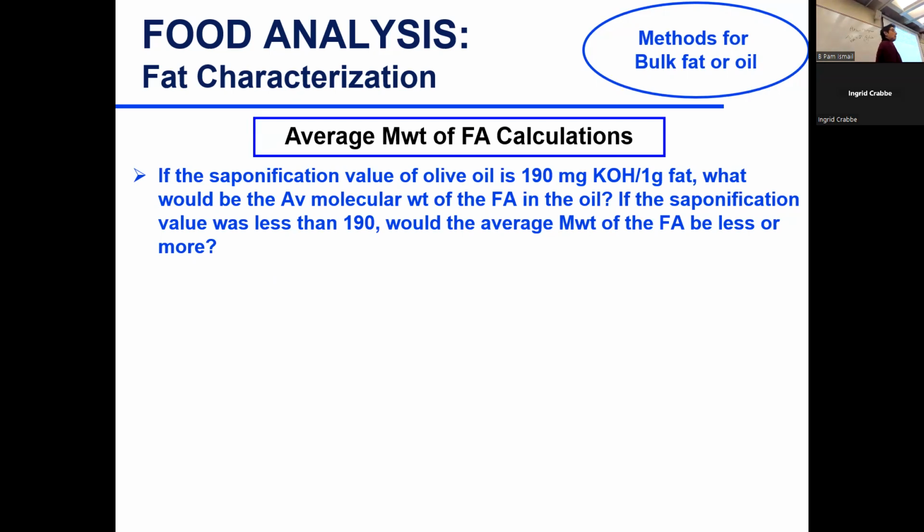The main fatty acid in olive oil is what? What fatty acid is the main fatty acid in olive oil? Oleic acid, C18:1, one double bond. So in this exercise, we're going to calculate the average molecular weight of C18.